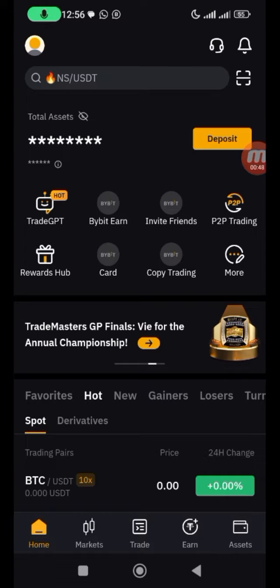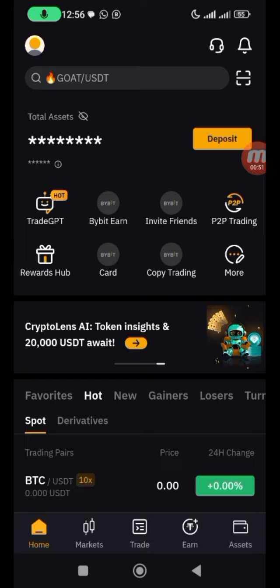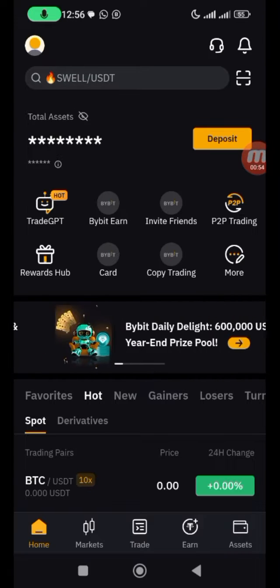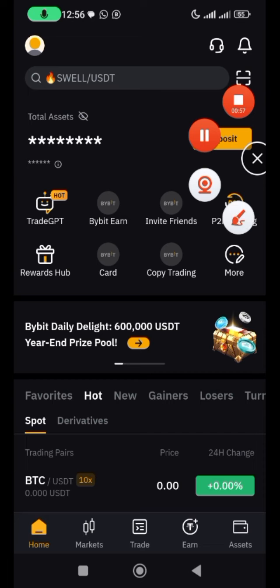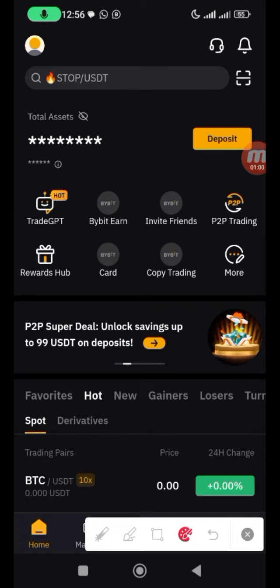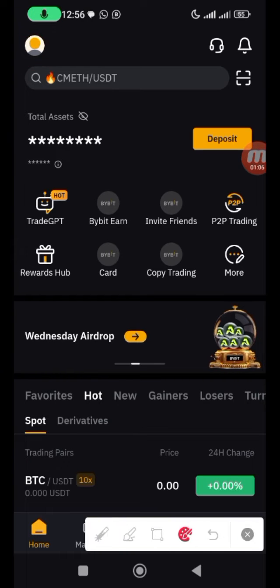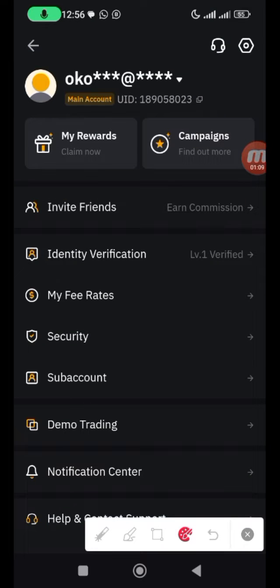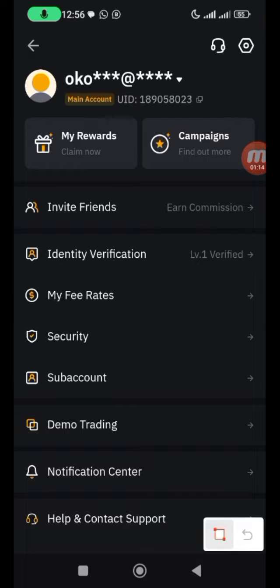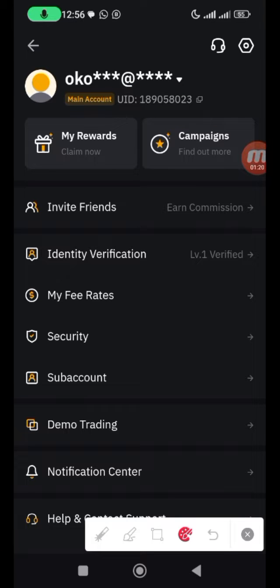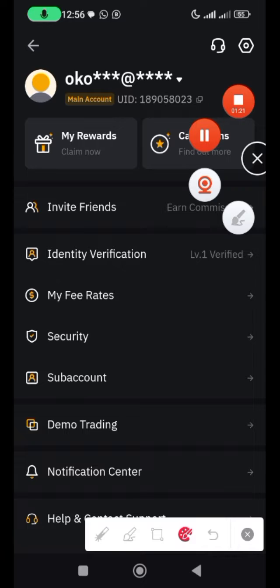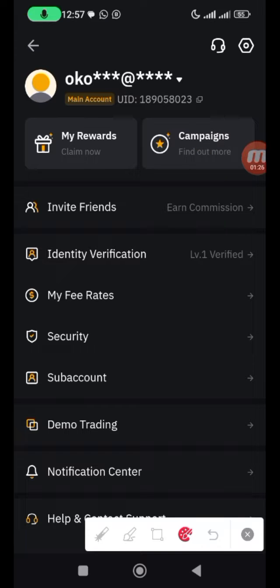Okay, where do I actually start from? Let's start from the user interface, from the profile. So this is my profile. You just click here. Once I tap on it, this is your user ID. I'm sure most of you know, but for the people that don't, it's called the user identification number. Someone can send you money with this UID.